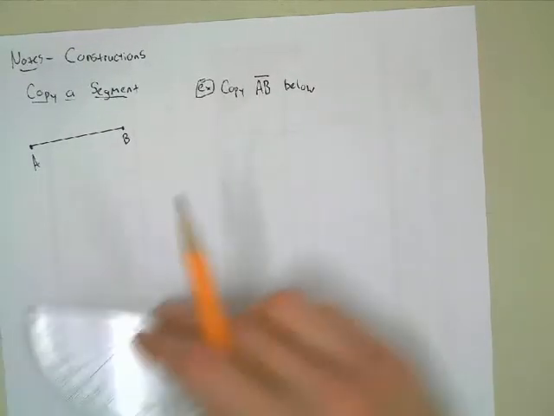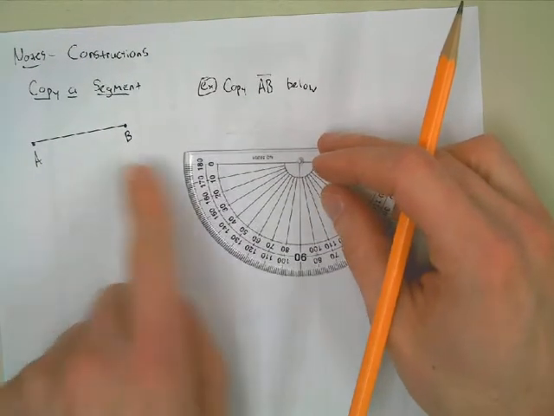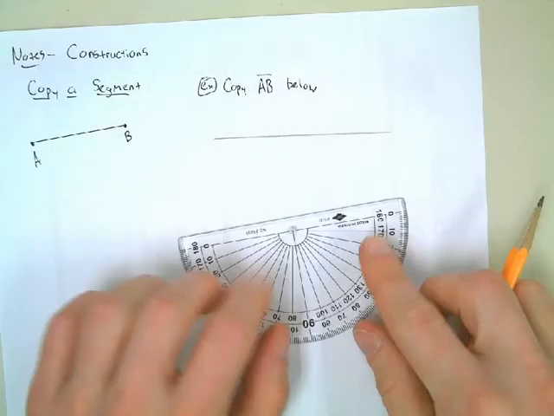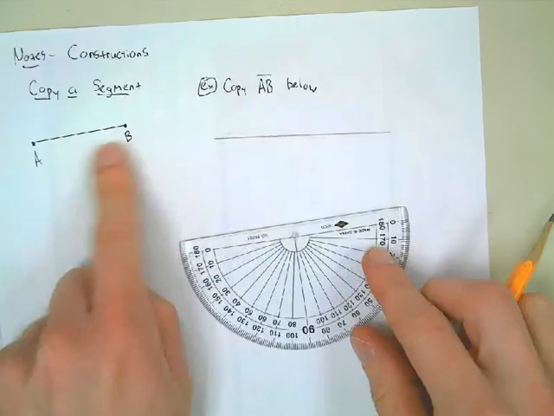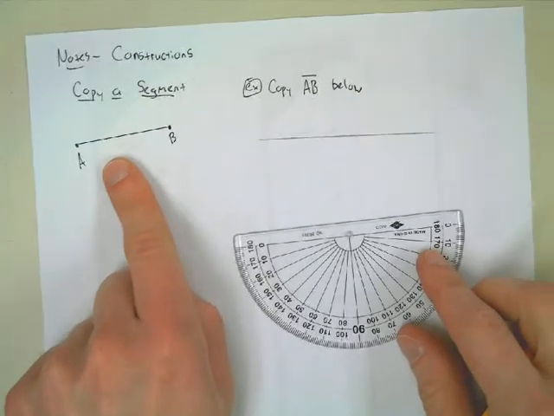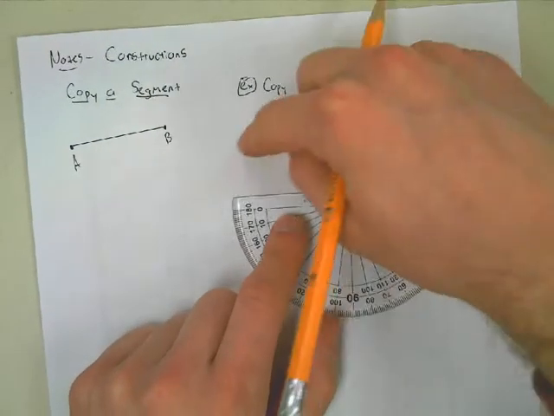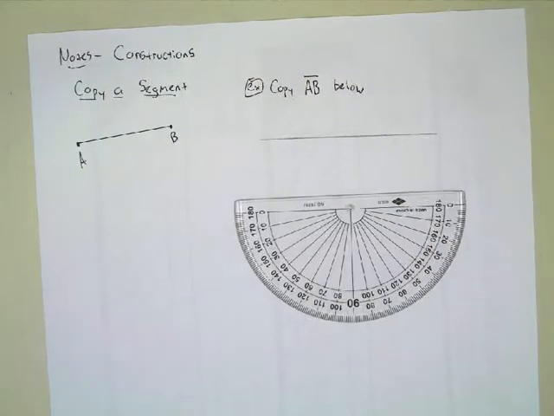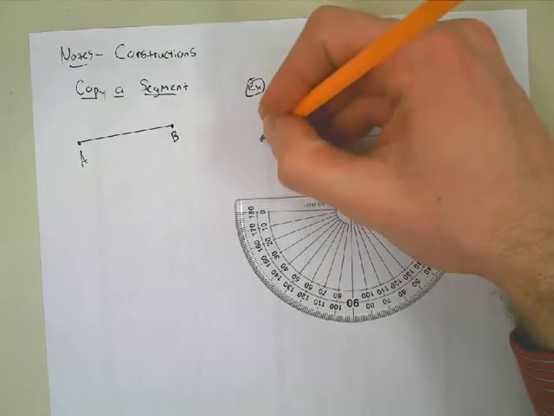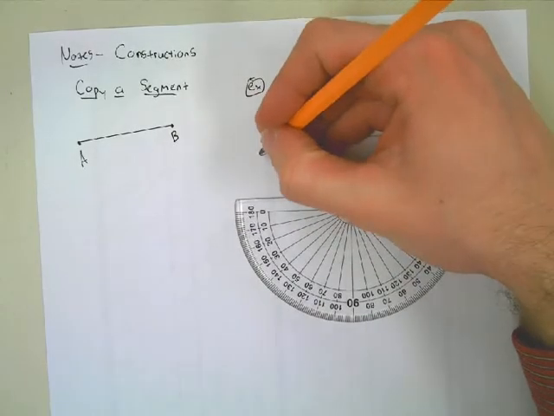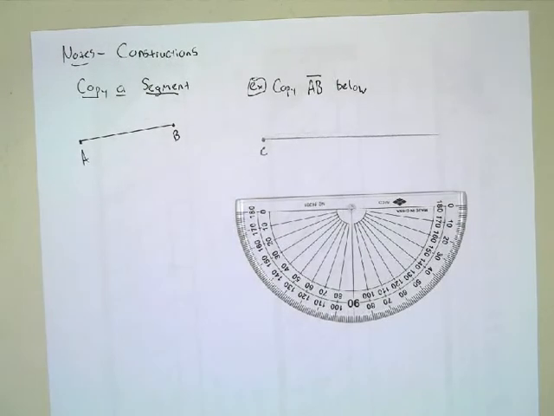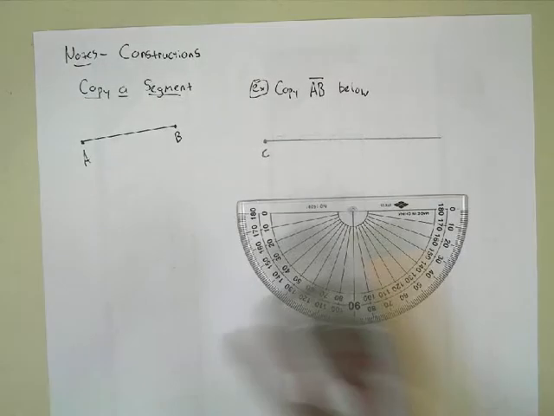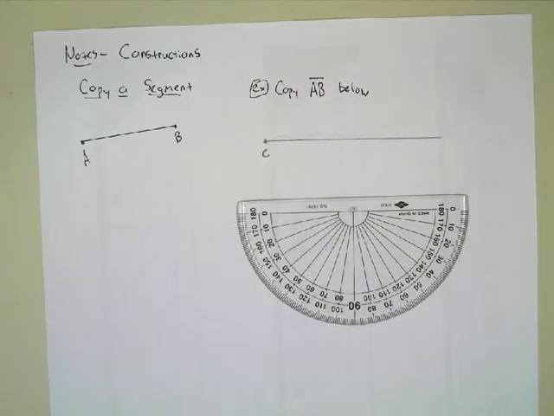All you have to do to copy this segment is start with a segment over here as well, but make it longer than what we need. So just use your straight edge and make a segment, but make it longer than what you need. All right, and I'll start here. I'll call that point C. So just make it longer than what you need. Use your eyeball, whatever it is.